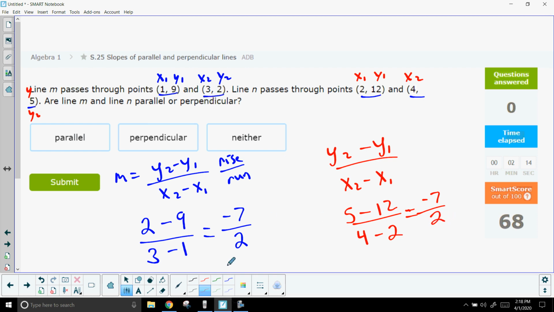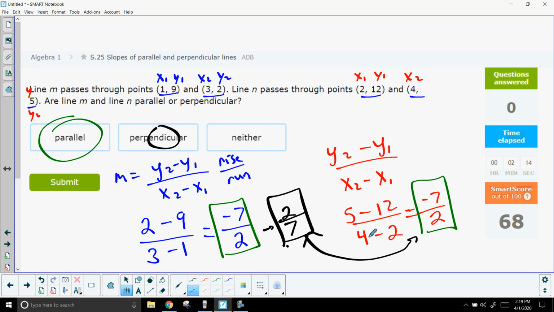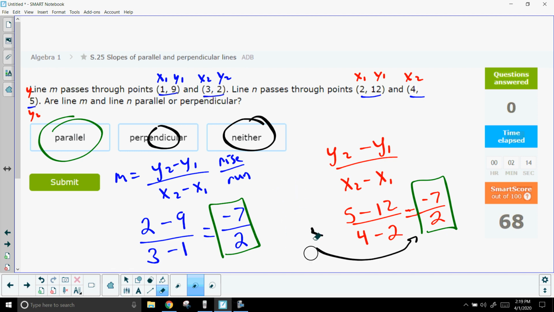Look at our slopes. They are the exact same thing, and as we discussed, that means they're parallel. If one of these was 2/7, then those would be examples of negative reciprocals. Then they would be perpendicular. Or if they have nothing in common whatsoever, then they're neither. But for this particular example, they want to know what relationship these two lines have. And since this is -7/2 and this is -7/2, that means these two lines are parallel.